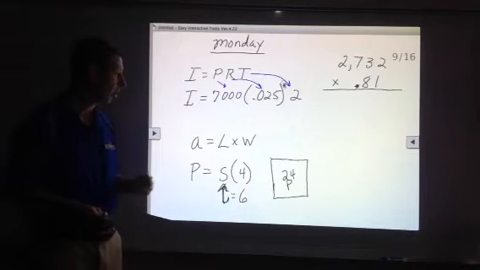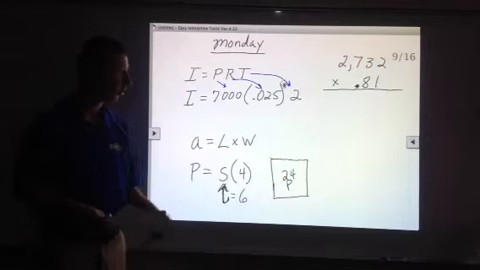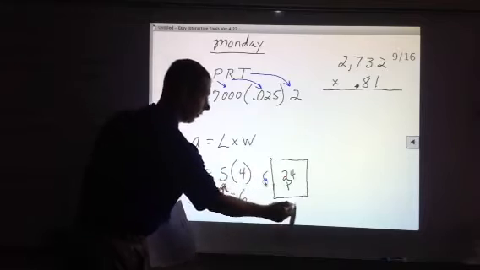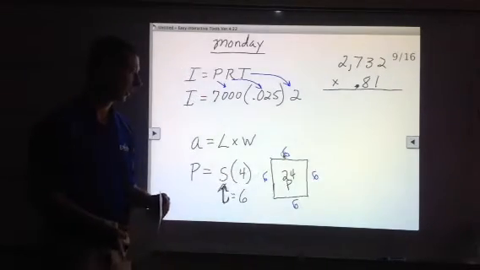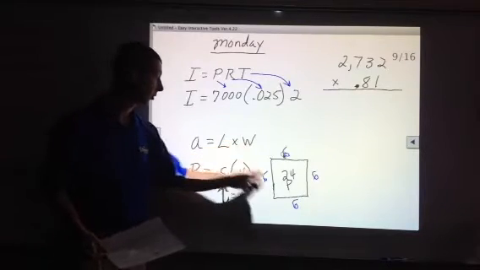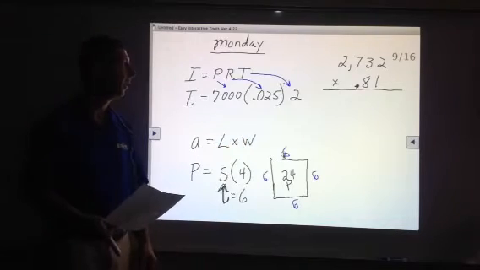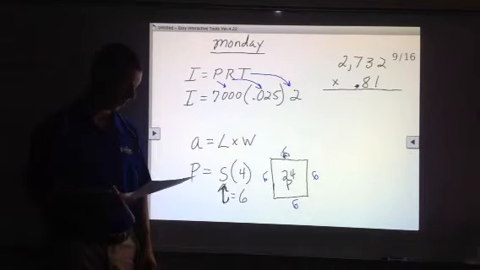Okay, you got another one where you're given the perimeter of 24 of a square. If the perimeter is 24, the perimeter is the distance all the way around, that means that each side of the square is 6. Now you've got to find the area. So you just put your 6 in for your length, put your 6 in for your width, and you've got it.